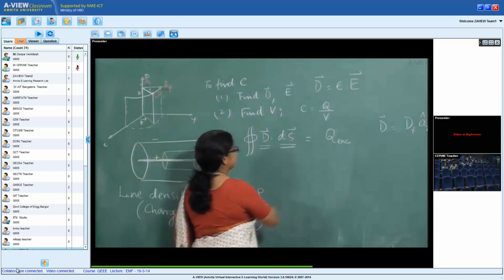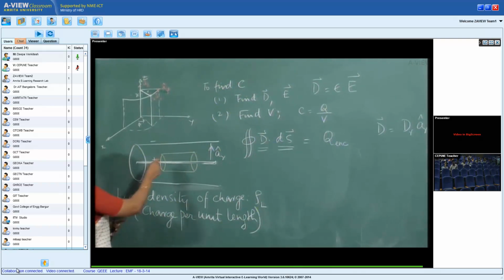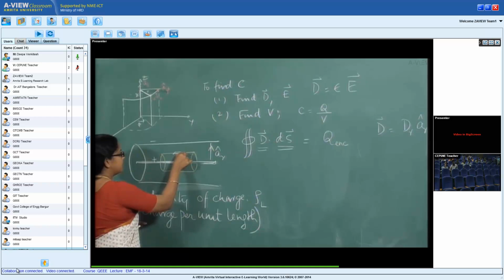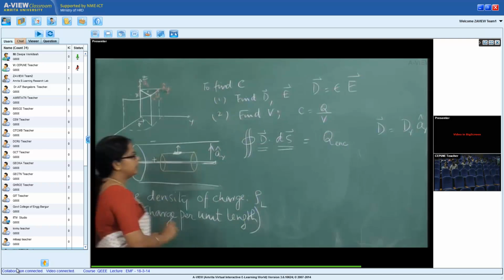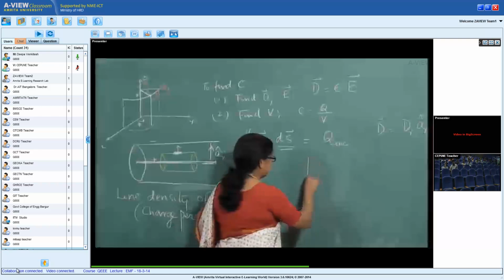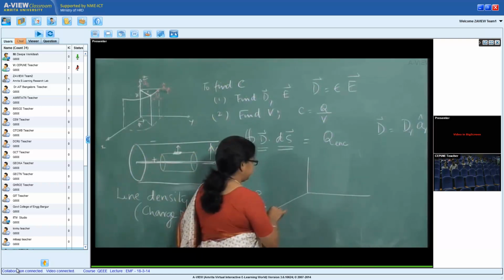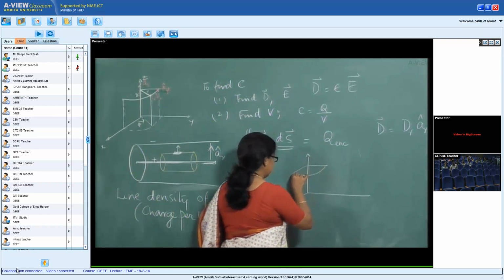What about ds? Now what is ds? ds is the elemental surface on this Gaussian surface. So what is the direction of ds? That has to be along the outward normal. The direction of this is also along AR. What is the magnitude of ds? To find the magnitude of ds, let me draw it bigger because you may not be able to see it properly.